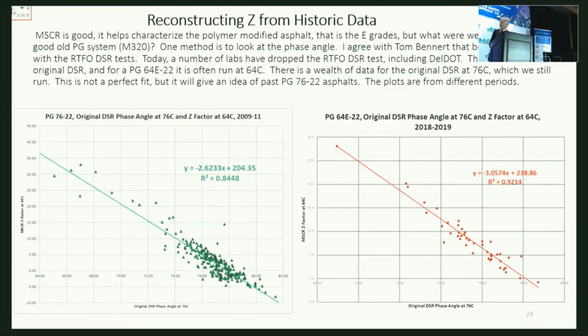Okay, historic data. Everybody talks about data mining. You don't throw anything away. The world's a moving target, and Greg's question is, is your old 76 the same as your 64E? And so these are two graphs. This set of data comes from really the pre-MSCR test, 2009, 2011. These are 76s, and this is a phase angle original binder. As Tom said, it's really better to use the RTFO. We have infinite data with our field samples with original DSR at the phase angle at 76.